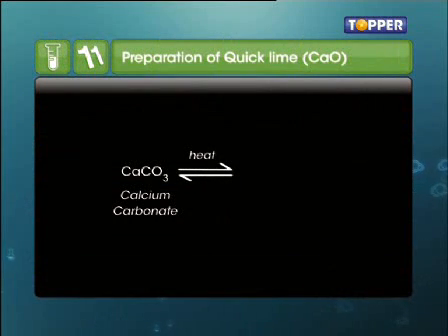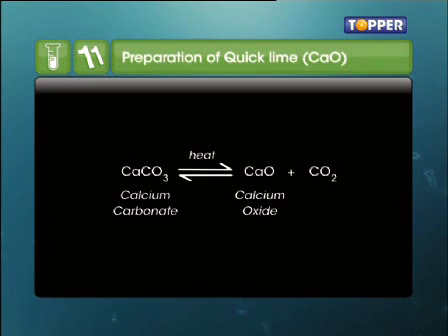We will study some important compounds of calcium now. Let's begin with quicklime, that is calcium oxide. Quicklime is prepared by heating calcium carbonate in a rotary kiln at 1070 to 1270 degrees Kelvin.